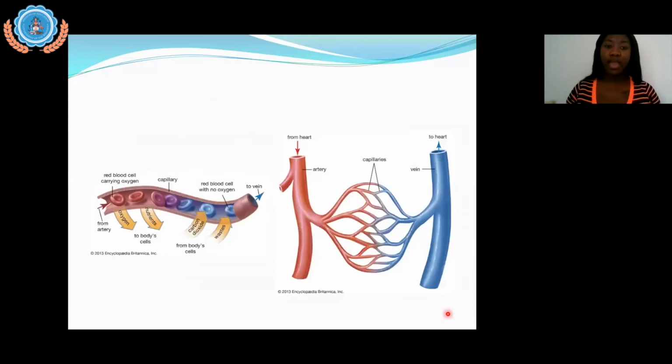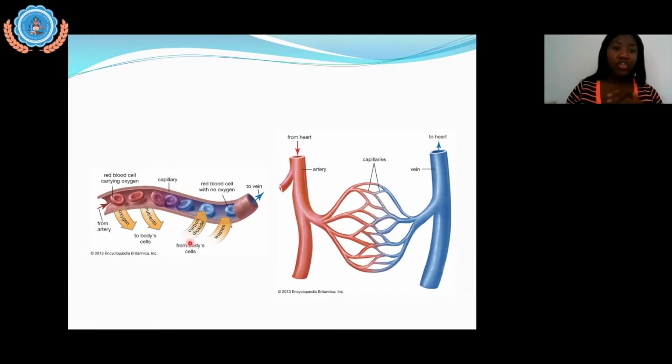Alrighty. Here's another picture of a capillary showing you the blood cells within. And like I said, with the demonstration of our hands, this is exactly how capillaries are situated within our body. Just a connector between arteries and veins.